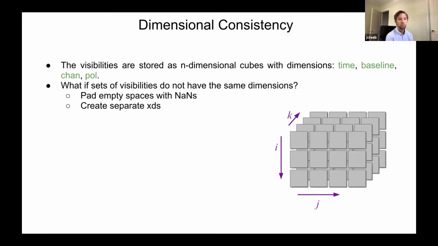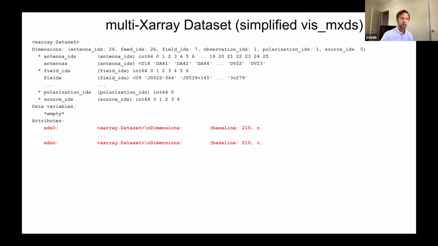However, in the case where the baselines don't agree at all, then we can create separate XDSs. Okay, so we don't need to just pad everything with NaNs. Now, what I showed first was what we call the XDS. So that's a single data set, but then we have a data set of data sets. Now here again, we have dimensions and data variables.